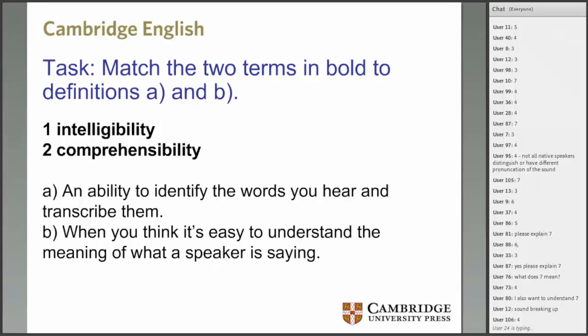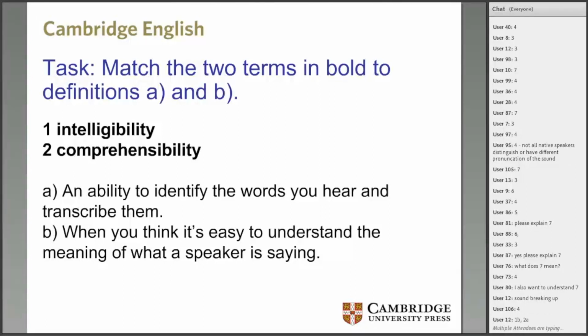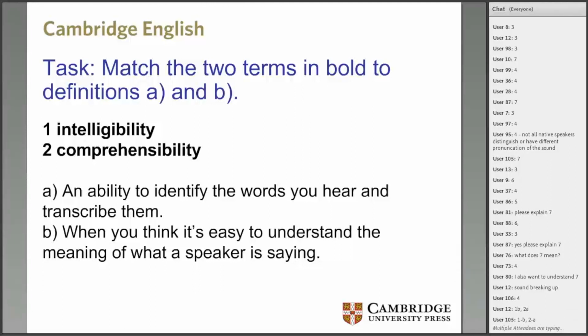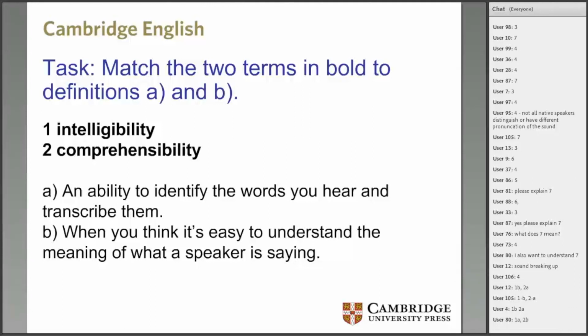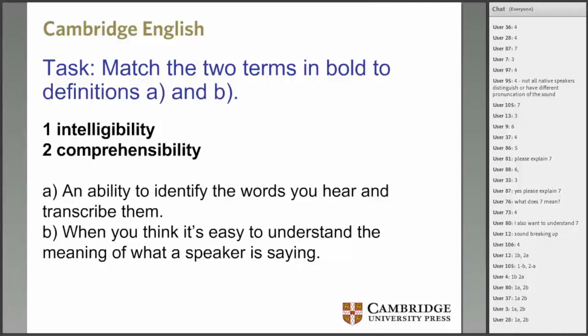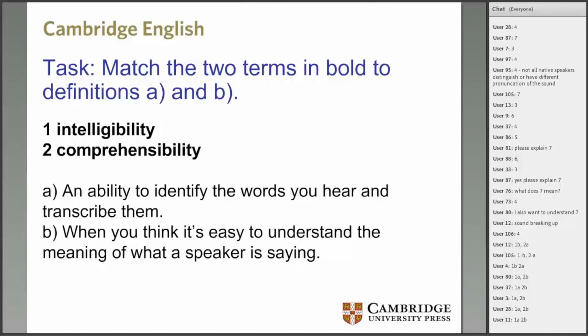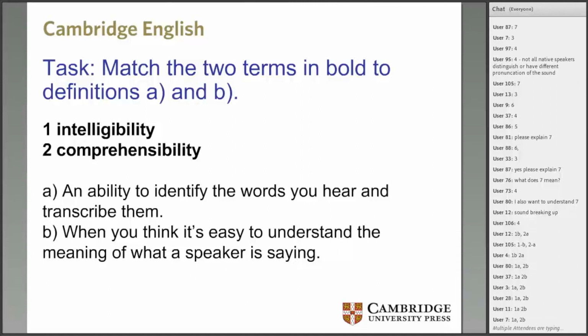We'll come back to Jenkins' list, but just for now, what I'd like to do is look at these two terms that have been floating around a little bit in the webinar so far, and have been referred to by different researchers, and I've referred to them as well. So number one, intelligibility. Number two, comprehensibility. So what I'd like you to do is match the two terms to the two definitions, A and B. What do you think the match is?